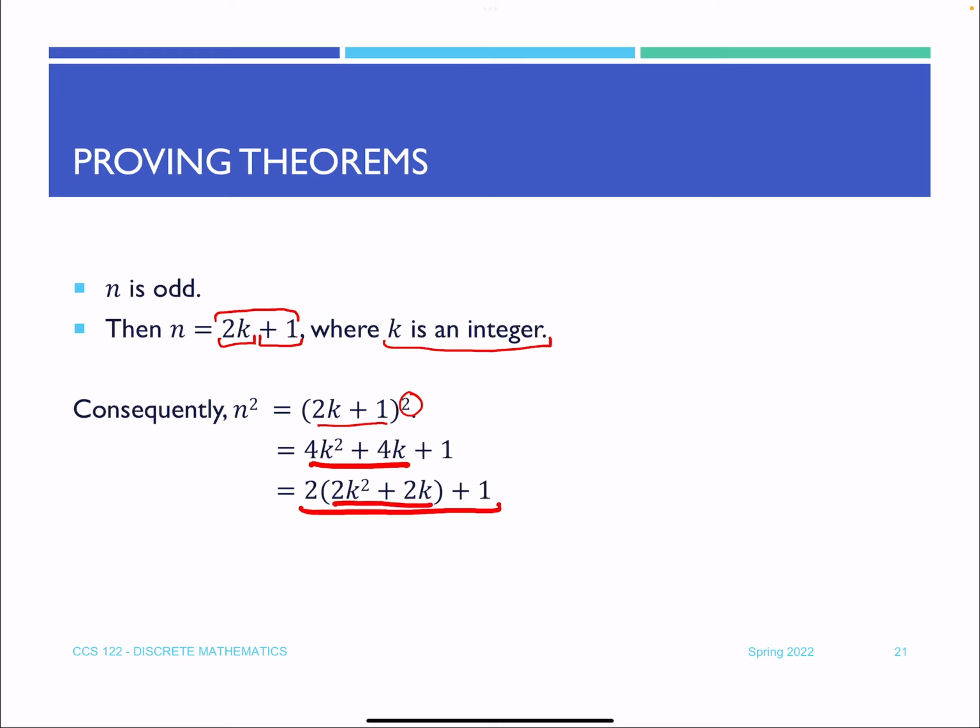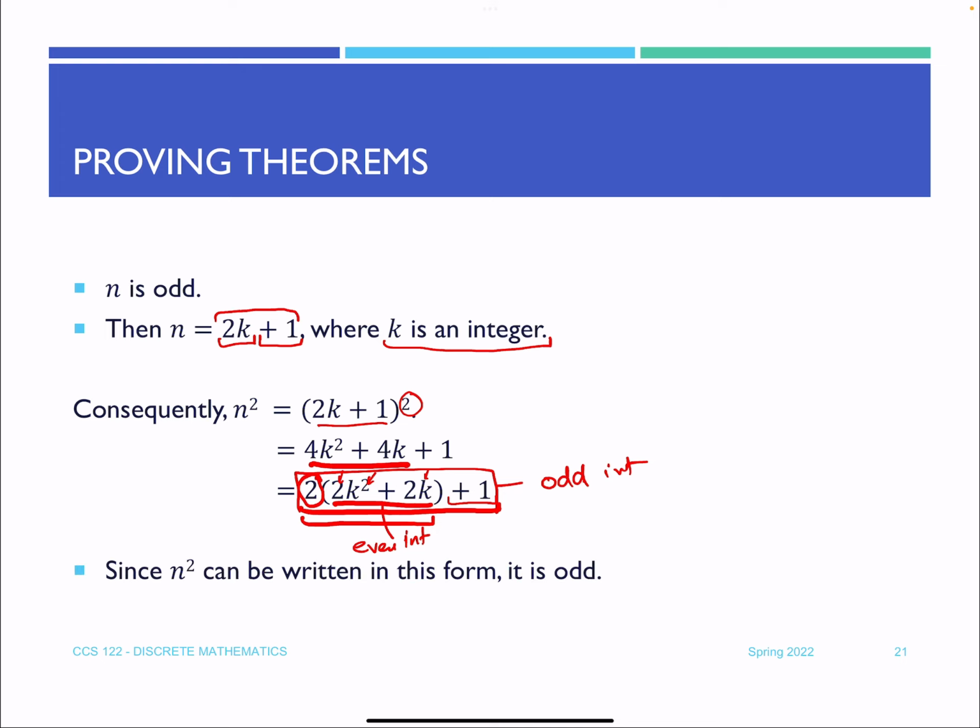Now, we don't care what's in here. All we care about is that it's some integer: you're taking the square of an integer, which is an integer, multiplying it by another integer, 2 in this case, and adding to it 2 times another integer. We don't care if it's even or odd, only that this part over here is an integer. That integer is being multiplied by this 2, meaning this part is an even integer. Then we're adding plus 1 to it at the end, which means that this whole thing is an odd integer. And that's what we wanted to prove, correct? Since n squared can be written in this form, it is odd.